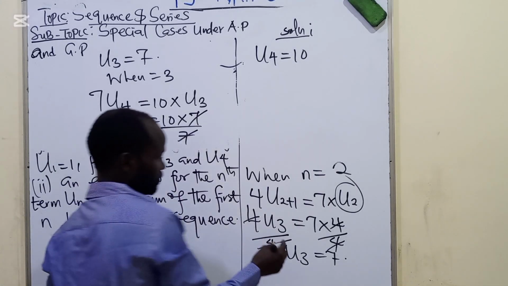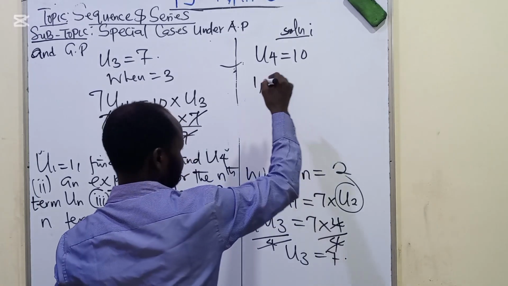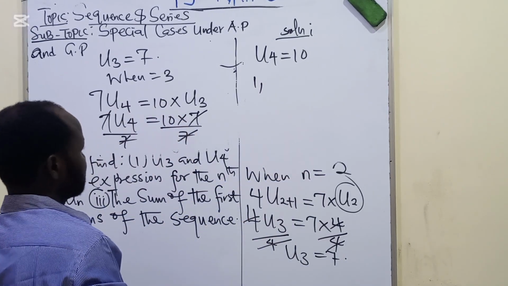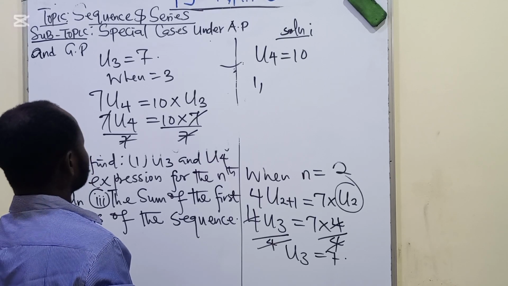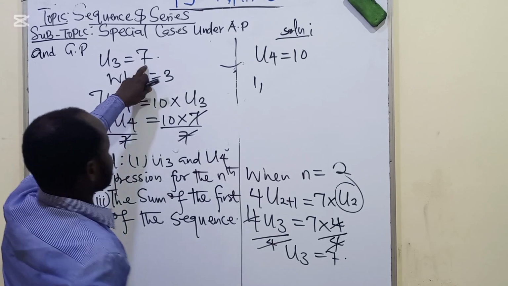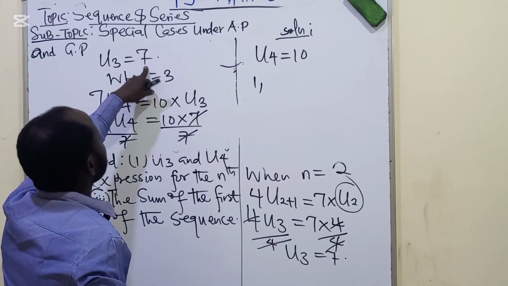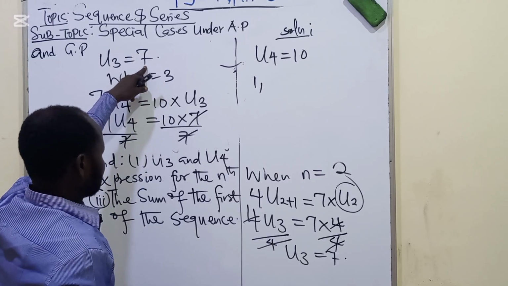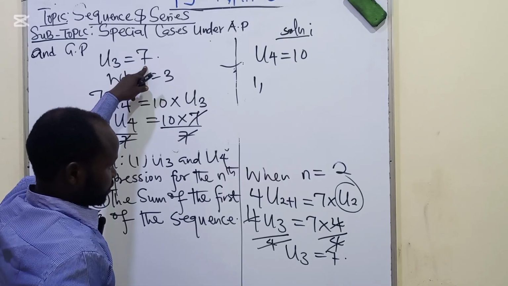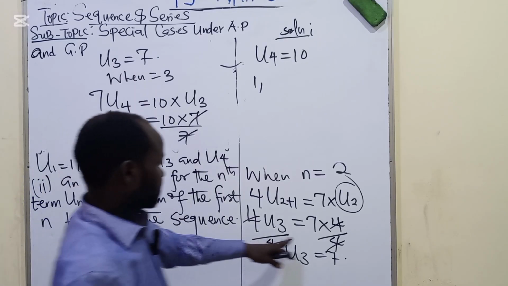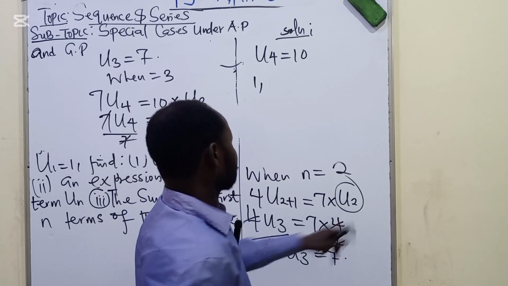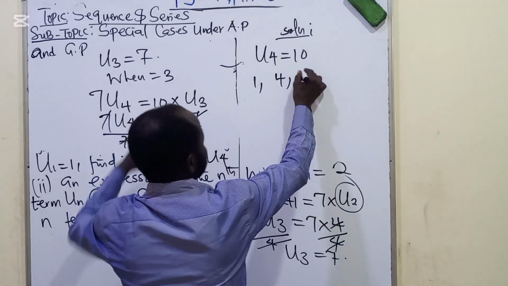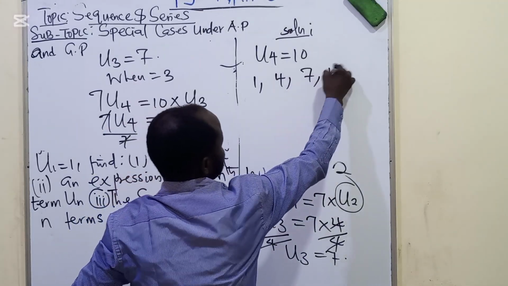So let's rearrange this. The first term is 1, and what will be our second term? Since the third term is 7, what will be our second term? From the question, the second term is given as 4. We have found the second term as 4, then the third term as 7, then the fourth term as 10.